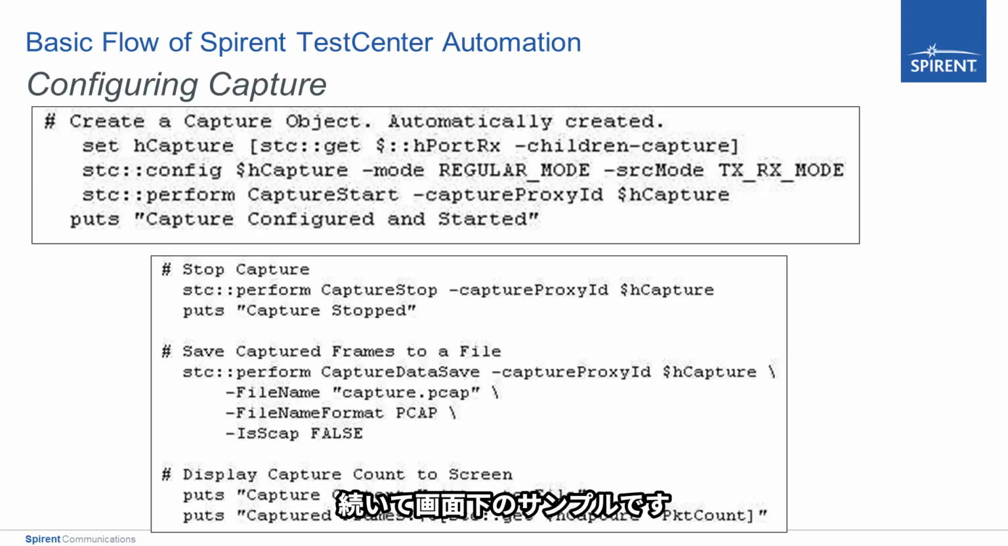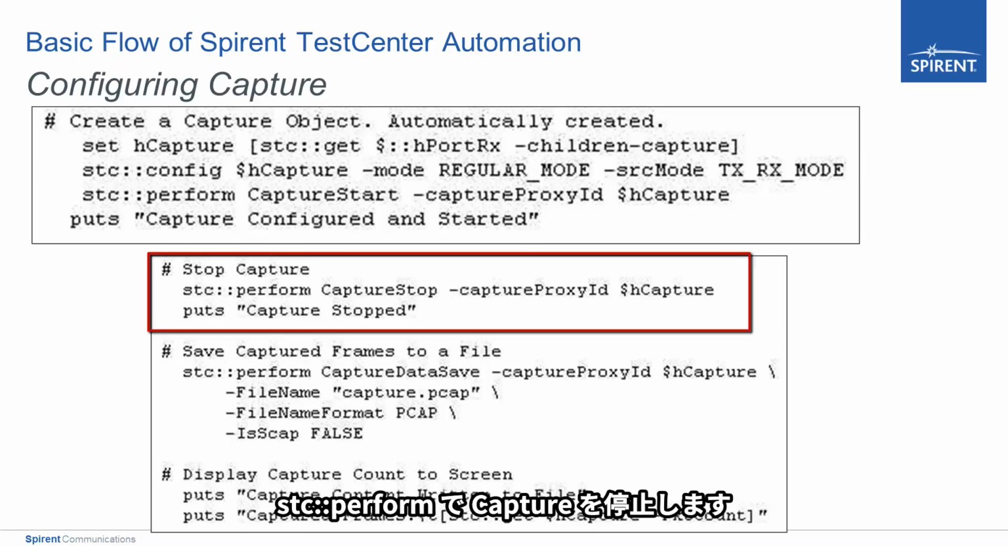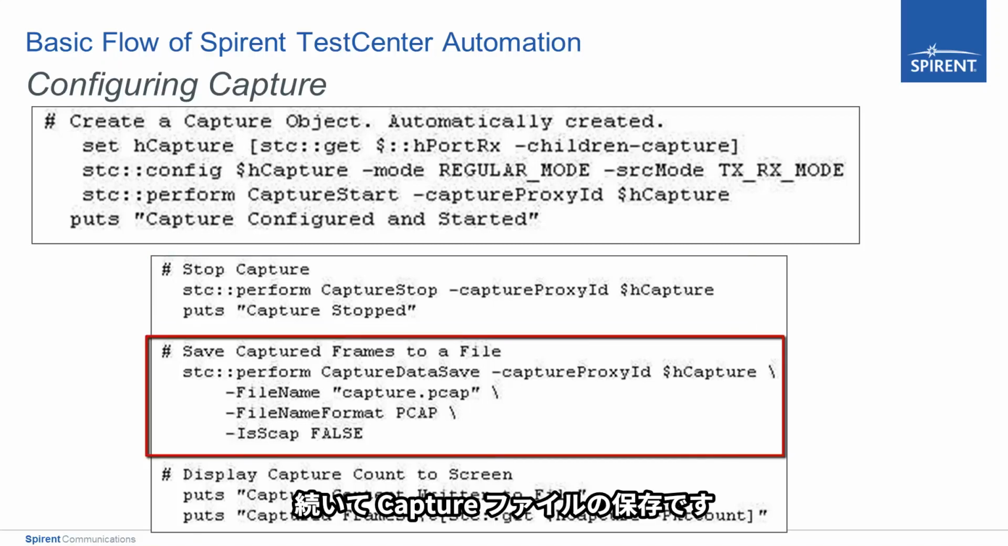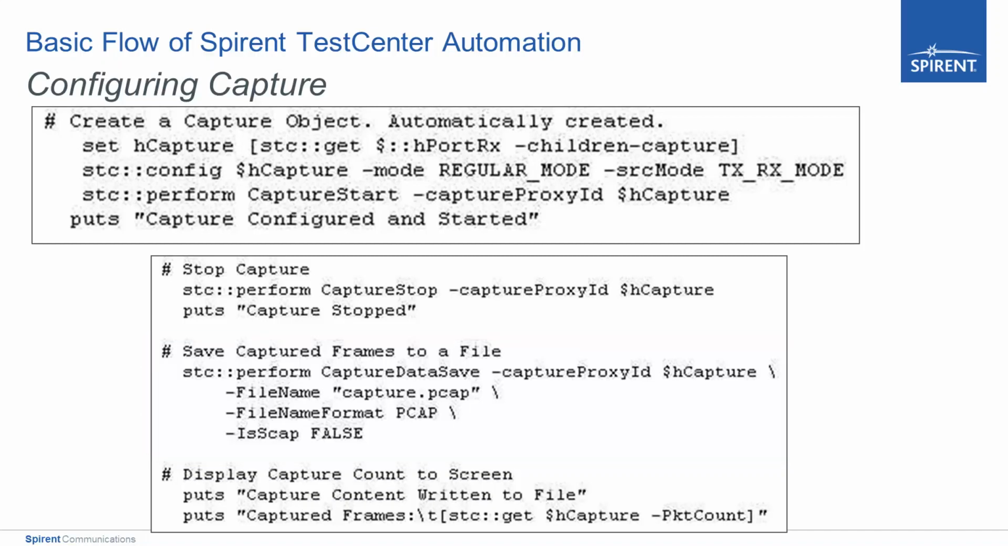In the bottom portion of the code, now we will stop capture, so we do a stc perform, capture stop, and once again, the capture proxy ID attribute, and then the object for the capture object handle. We place in a puts capture stop, saying that it's stopped. Now, if we want to save these frames to a file, we can use the stc perform capture data save. We're specifying a file name. In this case, we're calling it capture.pcap. File name format is pcap, and then the isScap is false. And once again, some of these items may be defaults, and some of them may be uniquely set.